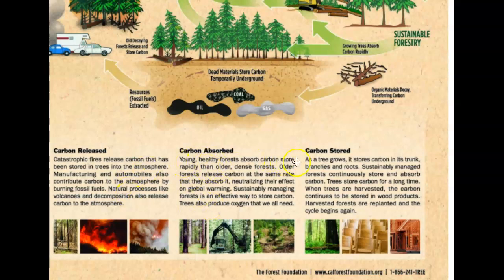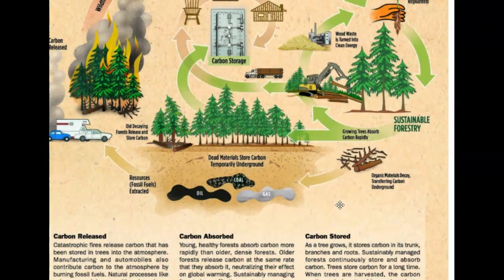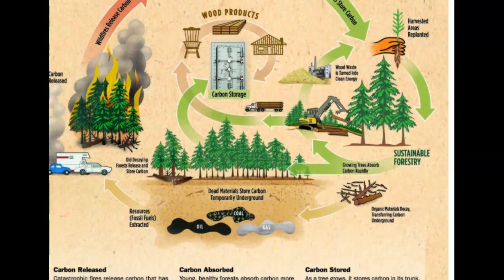Carbon absorbed. Young, healthy forests absorb carbon more rapidly than older, dense forests. Older forests release carbon at the same rate that they absorb it, neutralizing their effect on global warming. Sustainably managed forests are an effective way to store carbon, okay, and also other ways to store carbon. So, hope that made sense, and you should be able to move on to the next step.